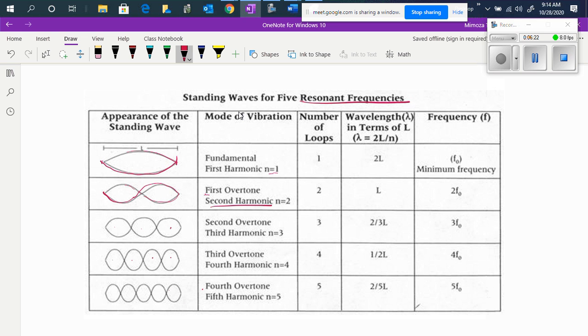The way that we calculate the wavelength is lambda equals 2L over n. And then the frequency is based on the universal equation of the waves, v equals f times lambda, so f equals v over lambda.